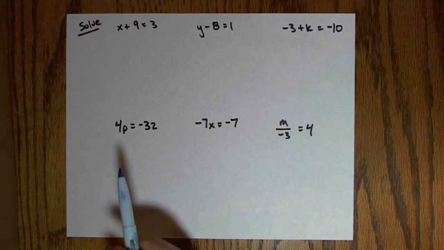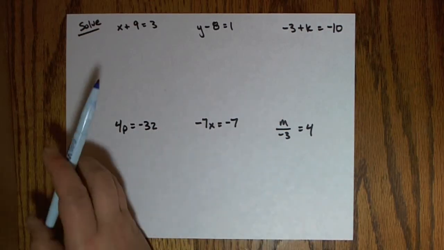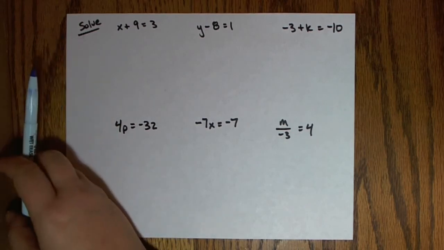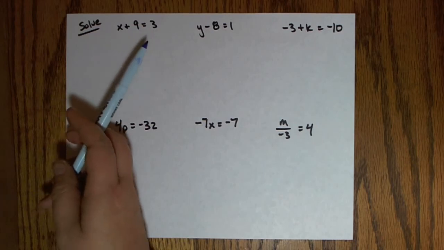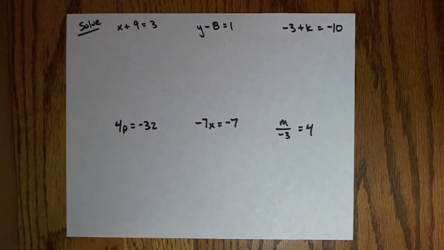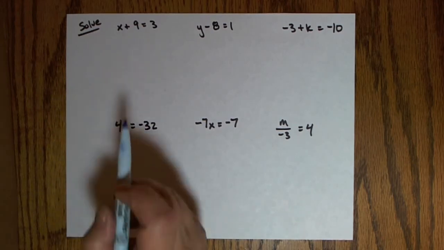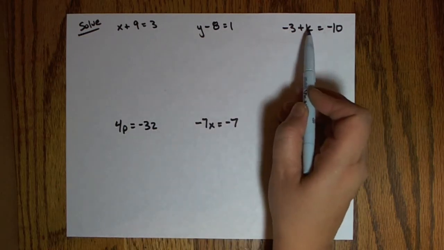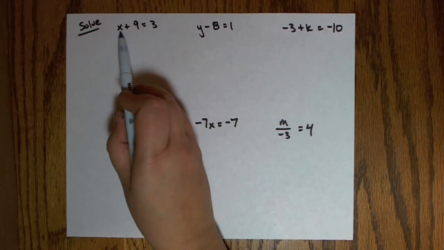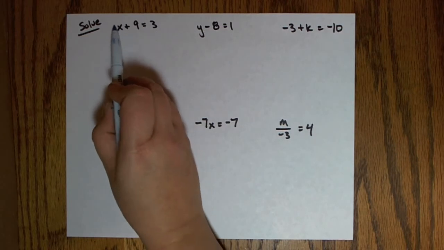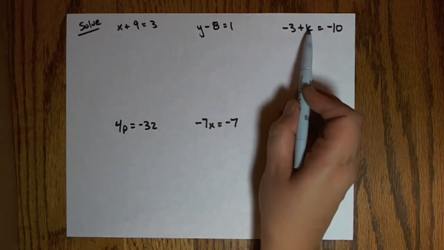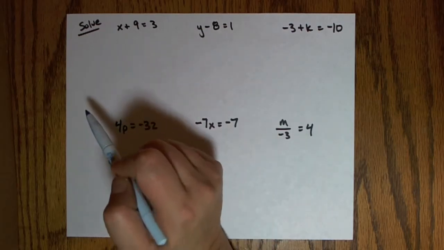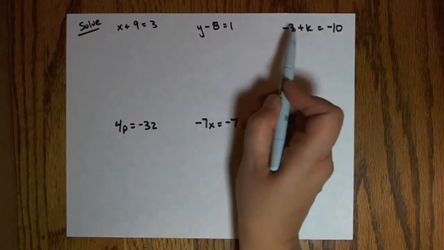Here we have a series of 6 equations where the instructions say to solve. So for each equation, I'm going to solve and find the value for the variable that makes this equation a true statement. The first 3 equations have just a variable, k, y, or x, that already has a coefficient of just 1. There's nothing being multiplied or divided with any of these variables. But I do have things being added or subtracted.